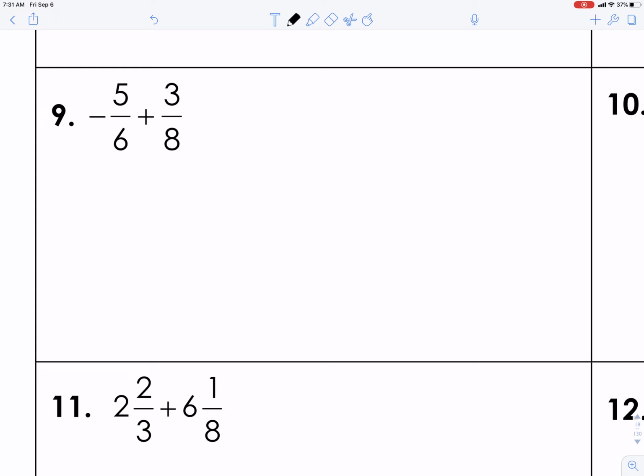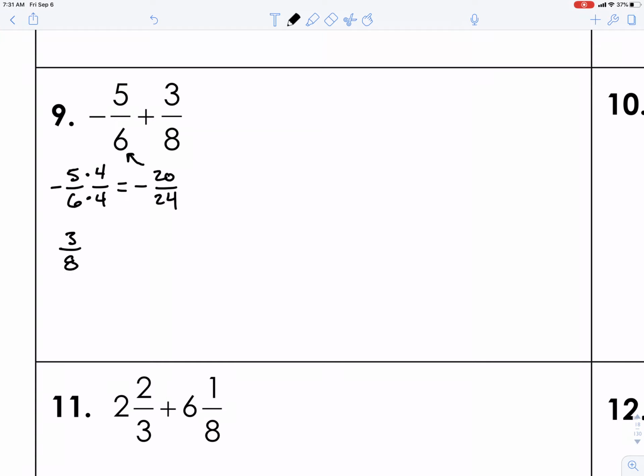So how do I make these into denominators both with 24? Well, let's put the negative 5/6, and we don't really have to worry about the negative right now. It's just going to go along for the ride, because all I got to do is multiply the top and bottom by 4 to get 24, and I'm still going to have a negative. 5 times 4 is 20. 6 times 4 is 24. Okay, so that's going to take the place of negative 5/6.